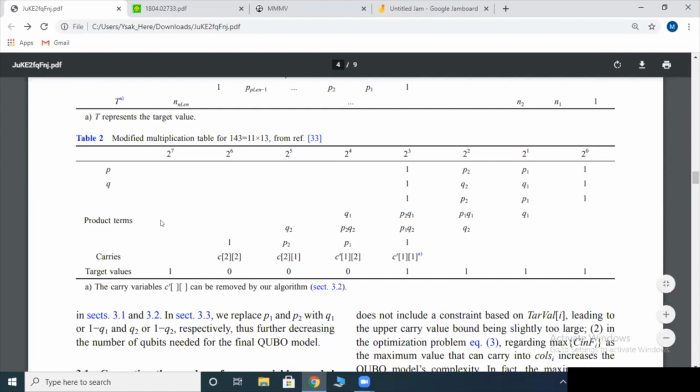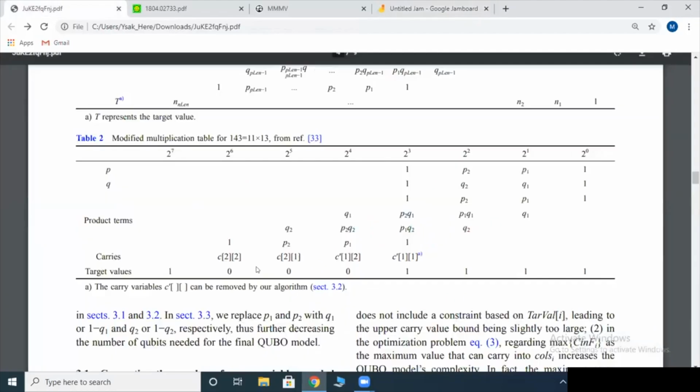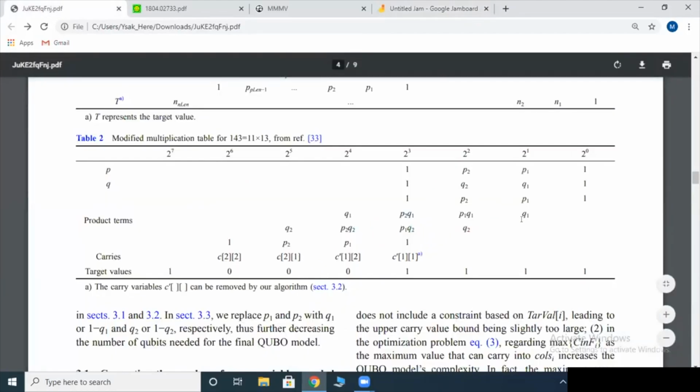These terms are called product terms. From this row to this row, they are called product terms. Again, you can see that the last row is just the first value. Why? Because it is 1 into this entire value. Again, we have the column carries, which is what I have written here. These are our carry terms. Again, we have the target values.